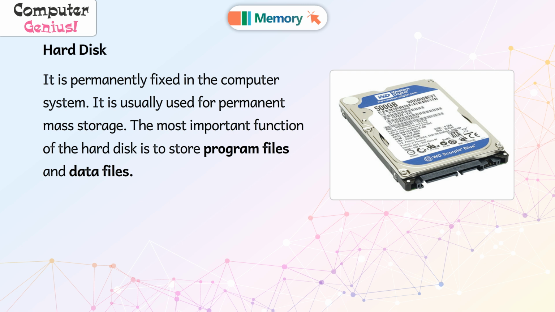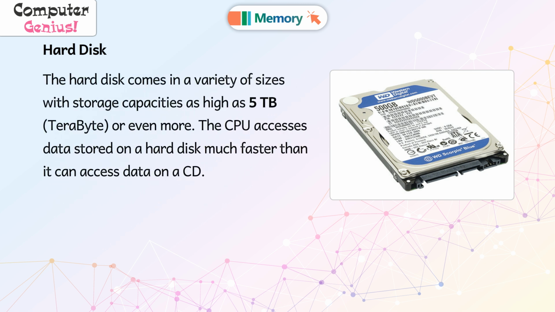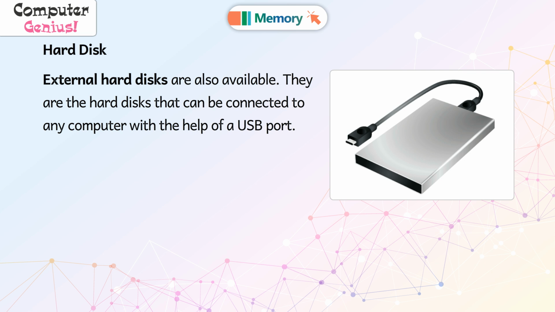It is permanently fixed in the computer system. It is usually used for permanent mass storage. The most important function of the hard disk is to store program files and data files. The hard disk comes in a variety of sizes with storage capacities as high as 5 TB, terabytes, or even more. The CPU accesses data stored on a hard disk much faster than it can access data on a CD.